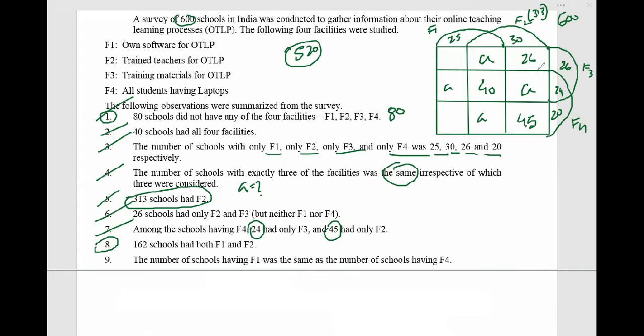192 plus 71 is 263. This total is 313. So 313 minus 263, a little strategy, and directly we have solved A. As soon as we solve A, all these 4 unknown boxes are filled up with the same value.